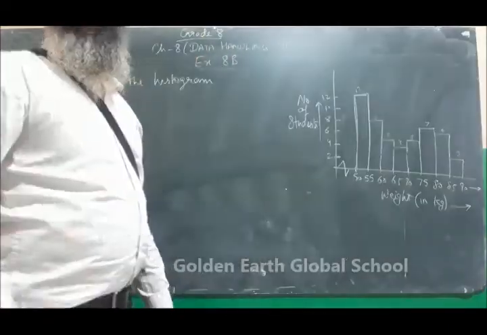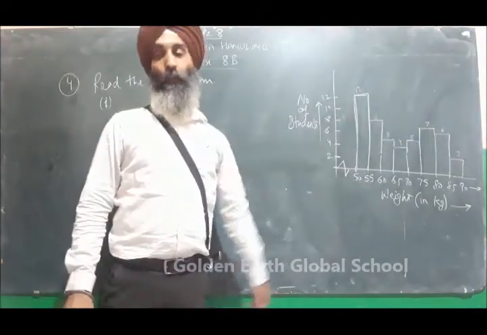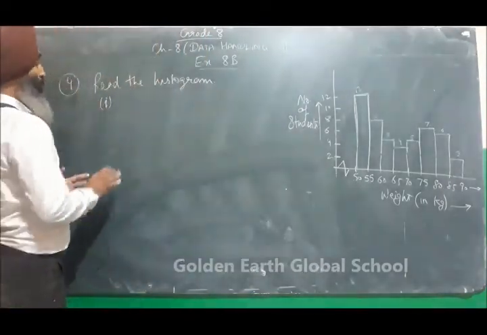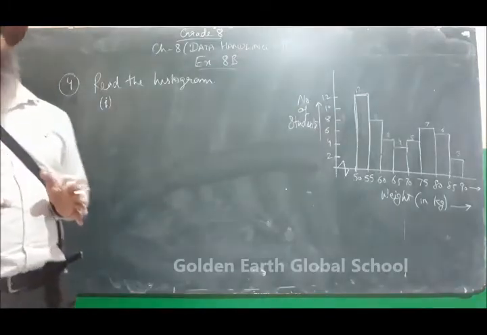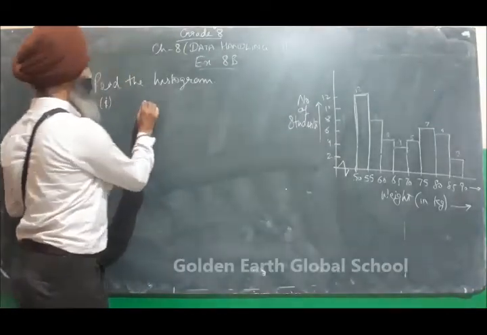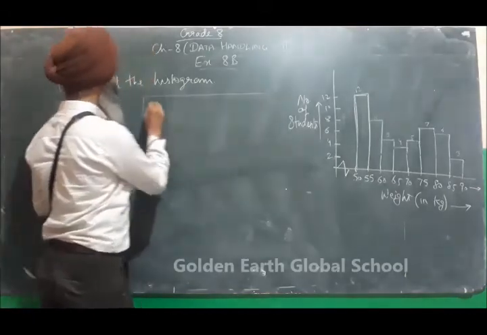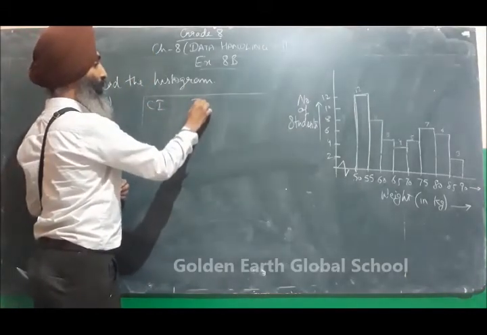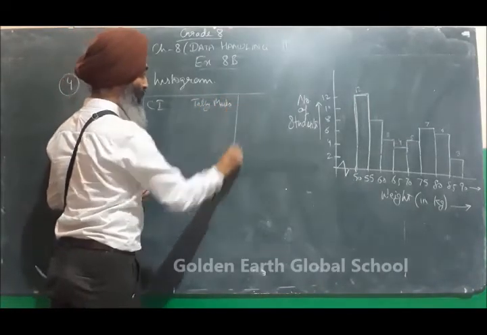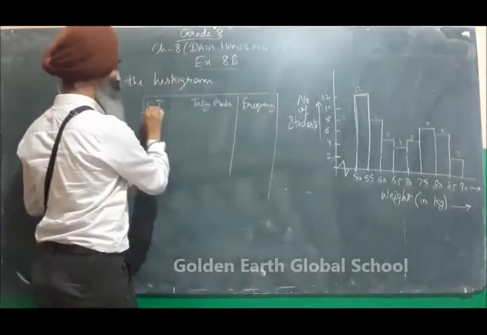So let's say this is the fourth question. In this question, the histogram is given in the book. From the histogram, the first question is to use the graph to construct the frequency table. We have to make the frequency table from this given graph. You have to write down the class interval, then tally marks, and then the frequency. So these 3 things you need.